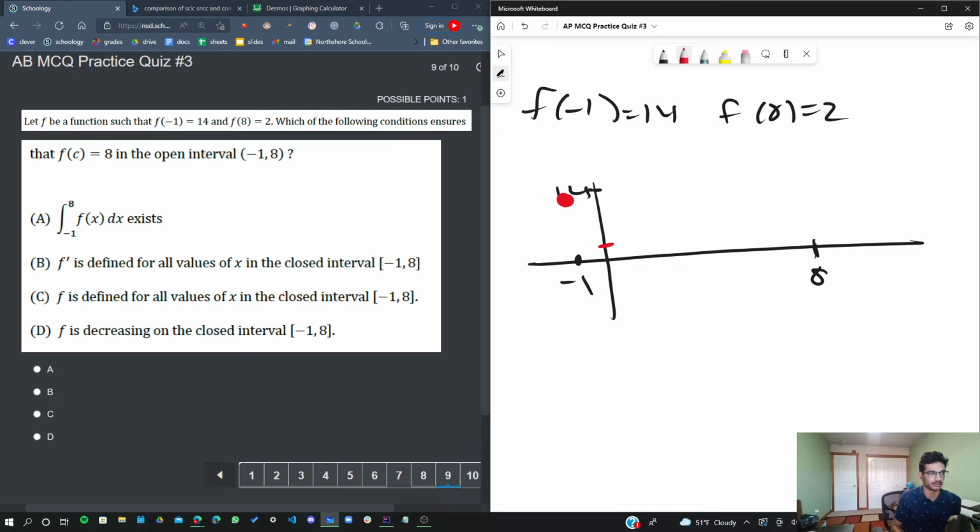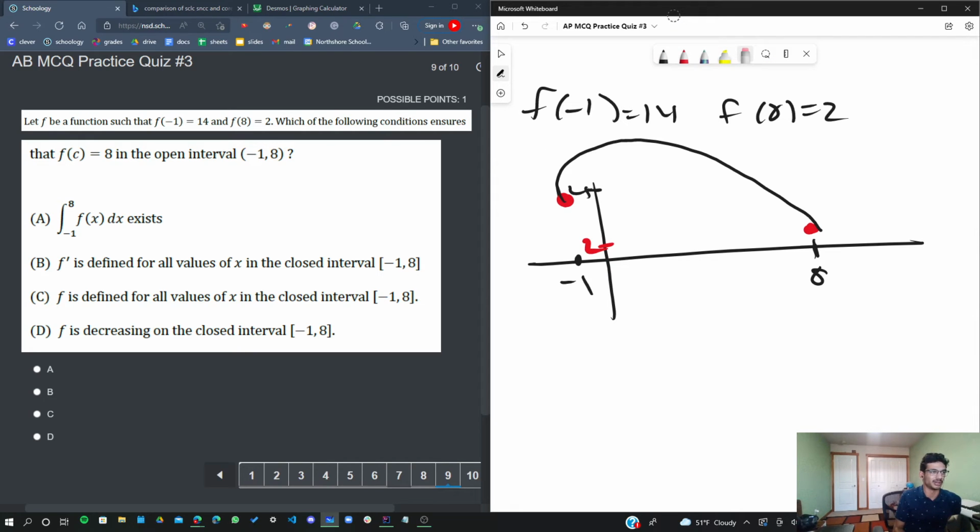Another thing is that, let's say this is 2. Another dot right there. So if f was decreasing, well, I could do this. And it's not decreasing all the way. So here it's increasing. So D can't be right.